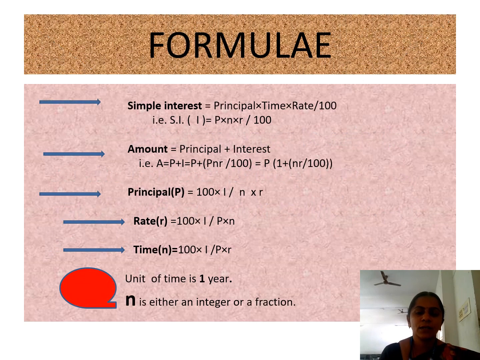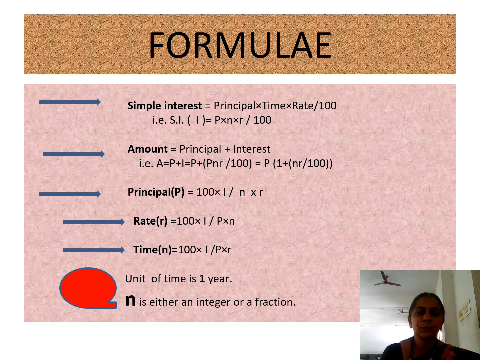These are the formulas we have to use for finding simple interest. Simple interest is equal to principal into time into rate divided by 100. As I told, principal is denoted by P, time is denoted by N and rate of interest is denoted by R. You multiply these three things and divide by 100 to get simple interest.